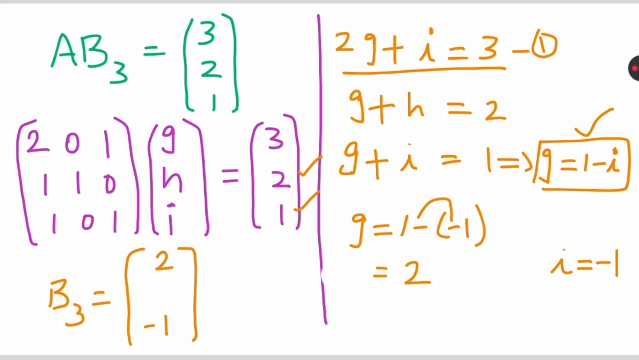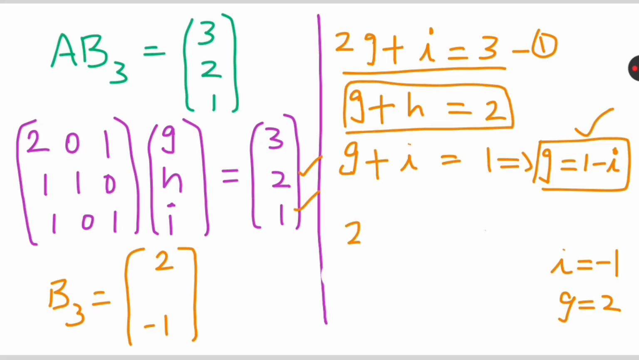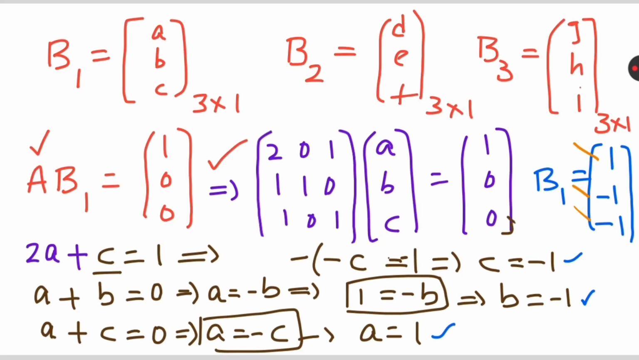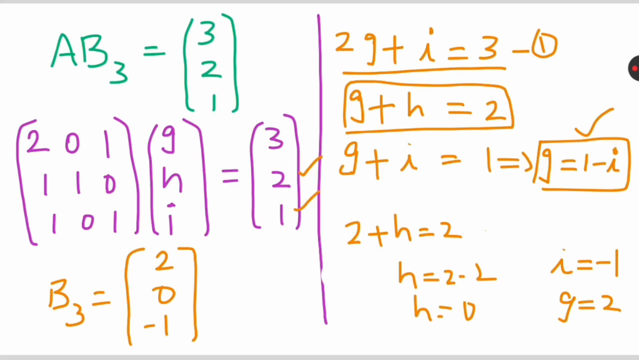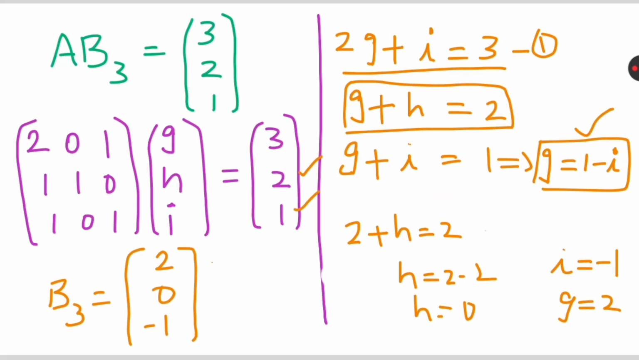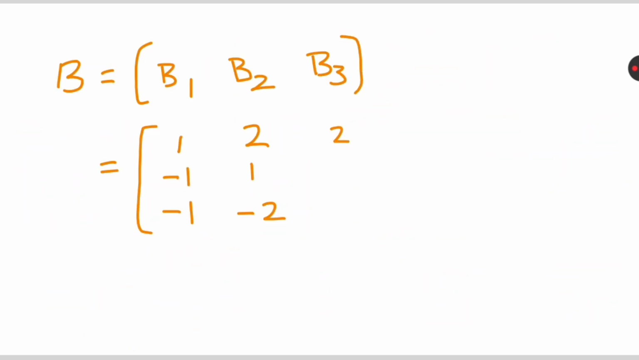Now we need to find the H value. So now this G value we substitute in the second equation. G value is 2 plus H, that is equal to 2. Then H value is 2 minus 2 which is 0. B is nothing but B1, B2, B3. We got B1, B2, B3 values. So let's write it. What is B1? B1 is 1, 1, minus 1. What is B2? B2 is 2, 1, minus 2. What is B3? 2, 0, minus 1. So finally we got the B matrix.